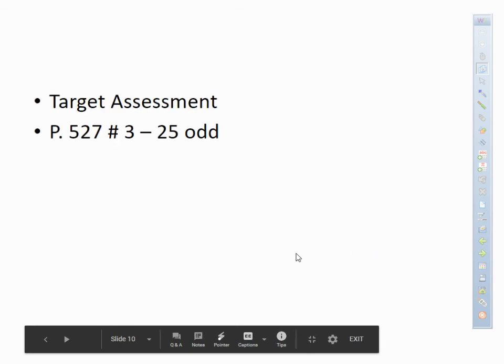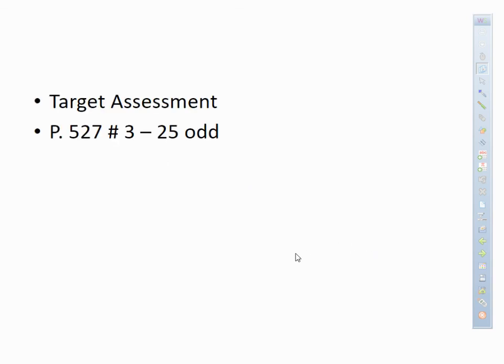Now, your assignment is page 527, numbers 3 to 27 odd. I didn't give you very many because I just gave the odd ones. So just start with number 3 and do the odd problems to 25.